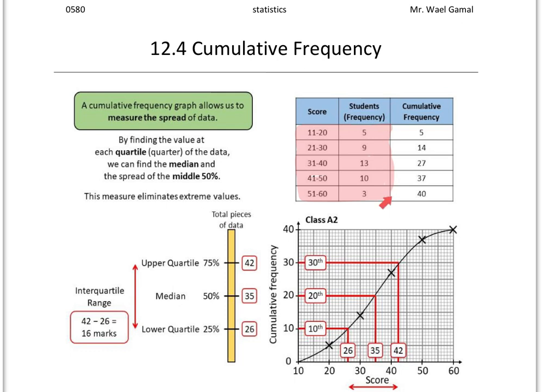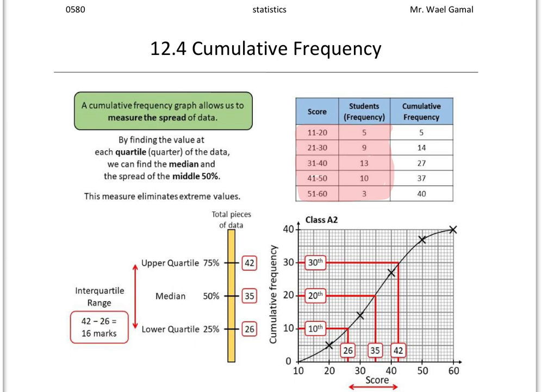If we have a frequency table like that, for example, this is the score and this is the number of students who achieved this score. So from 11 to 20, we have 5 students. From 21 to 30, we have 9. 31 to 40, we have 13. 41 to 50, we have 10. 51 to 60, we have 3.